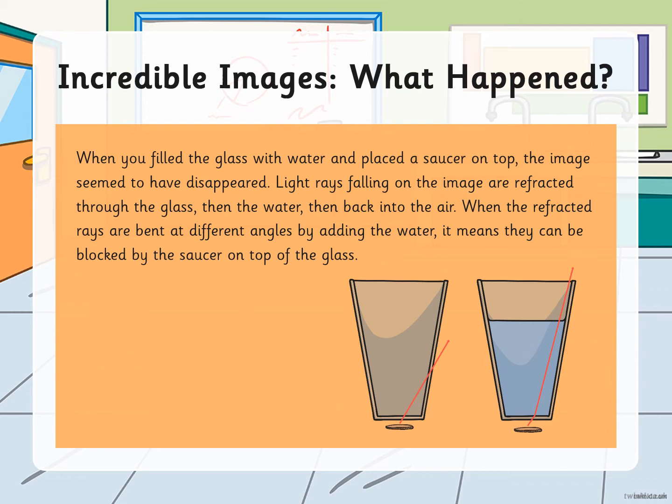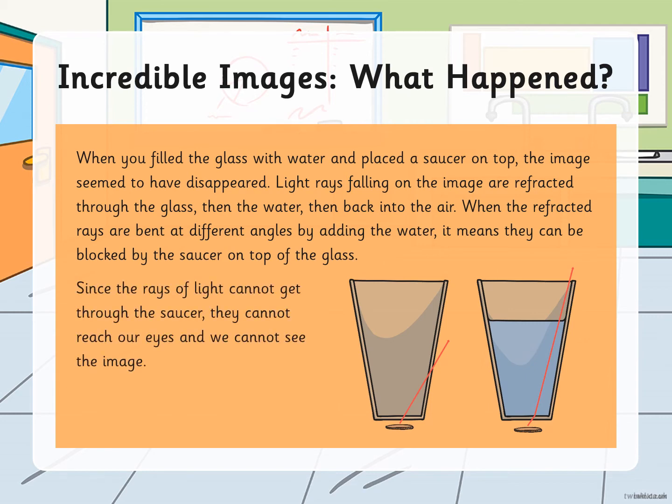When the refracted rays are bent at different angles by adding the water, it means they can be blocked by the saucer on top of the glass. So the rays of light can't get through the saucer. They can't reach our eyes, so we can't see the image, even though it's still there. You haven't ripped it out, it hasn't disappeared, it's still there.